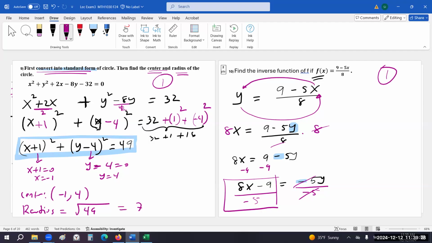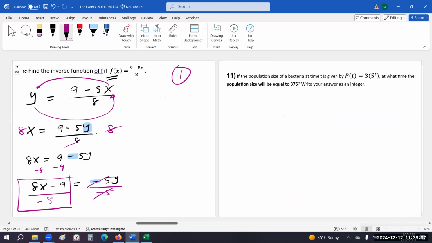It's only 3 steps. Replace f of x with y, switch x and y, solve for y. One question from population. They always put one question, where they give you the formula, you just have to work with that formula. So in here, they're telling us our population is 3 times 5 to the t. And when will this population turn into 375.